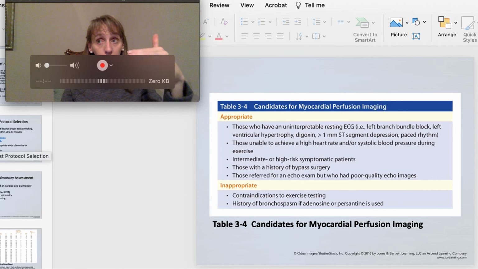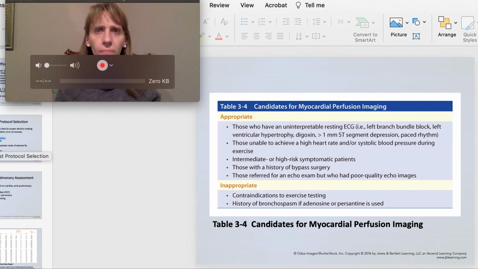Perfusion imaging could also be done if someone is unable to get their heart rate or their systolic blood pressure elevated for different reasons, different kinds of autonomic neuropathy that goes on, and their heart rate's not going up and their blood pressure's not going up. Exercise testing is not going to mimic results. We're not going to get data from that test.